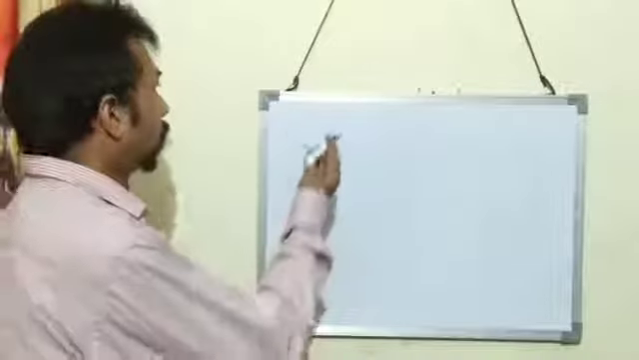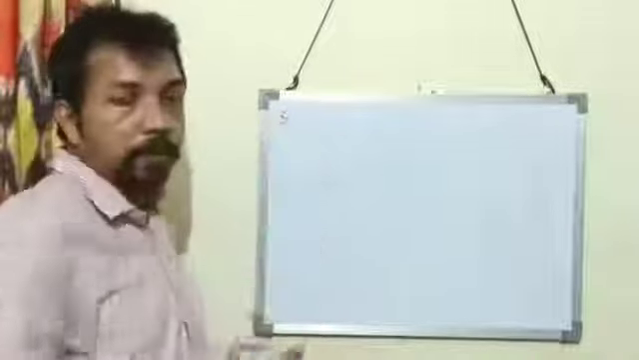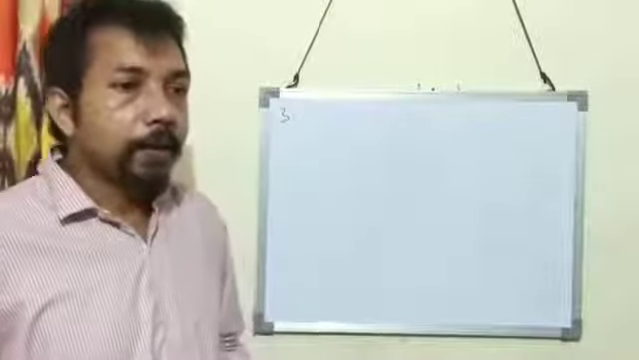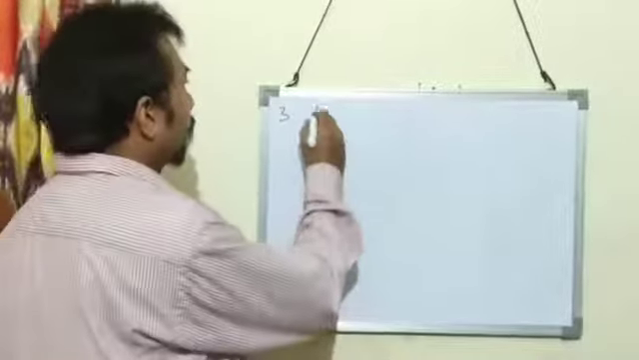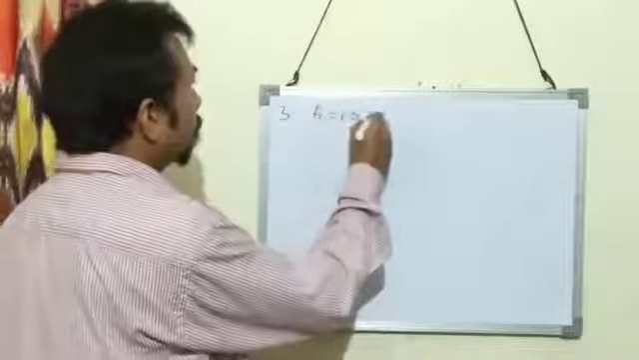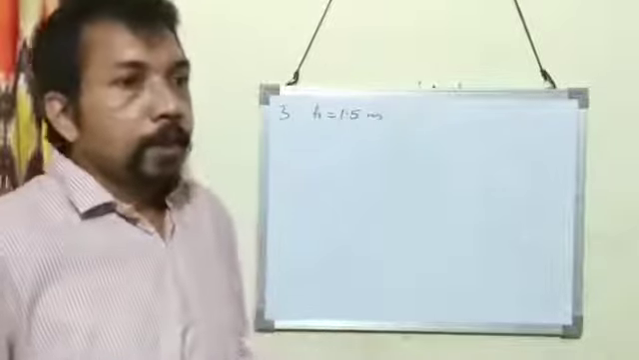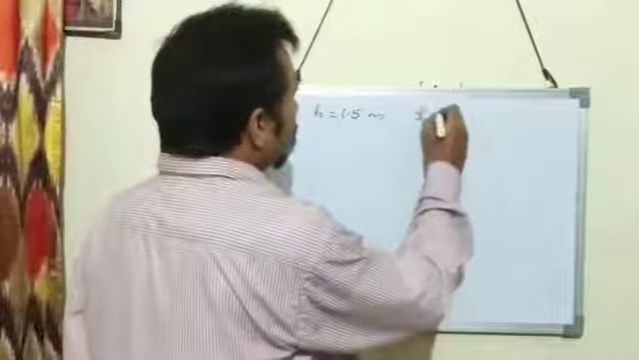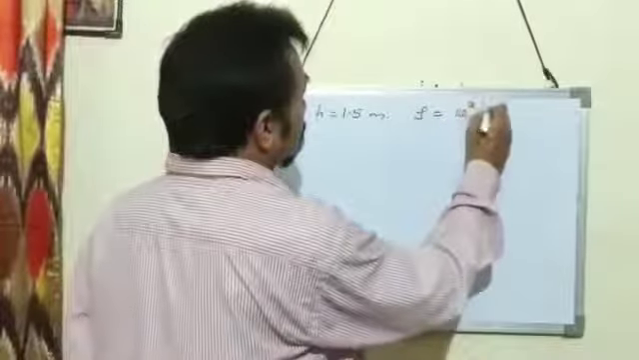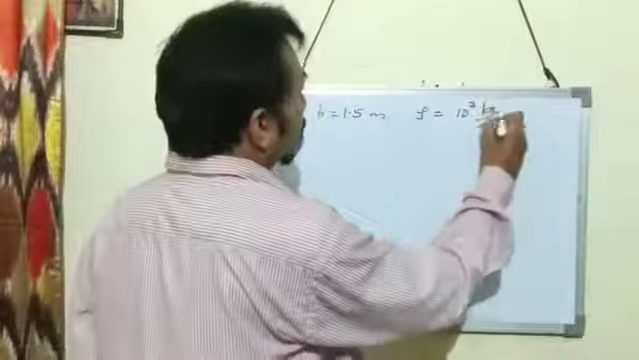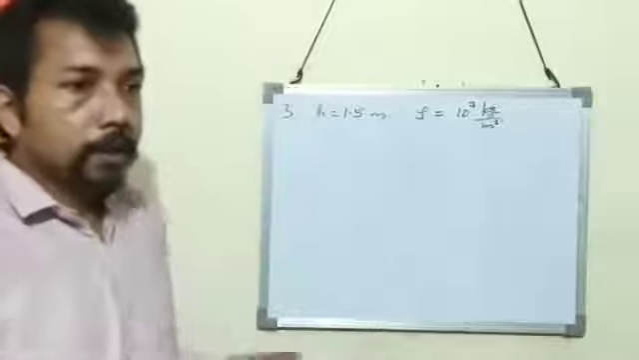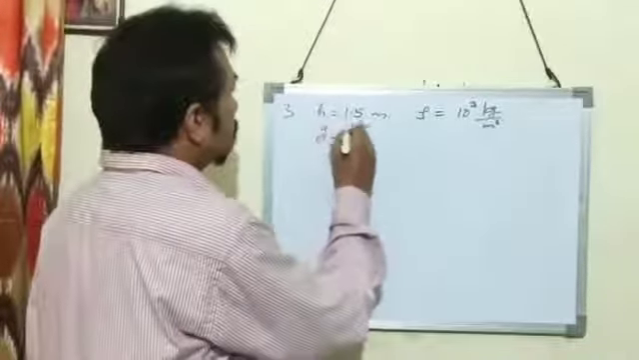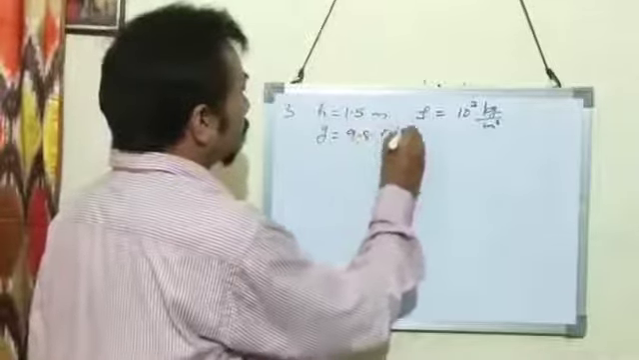Now we do the third question. A vessel contains water up to a height of 1.5 meter. Height is 1.5 meter. Taking the density of water as 10 to the power 3 kilogram per meter cube, that is 1000 kilogram per meter cube. G is equal to 9.8 meter per second square.